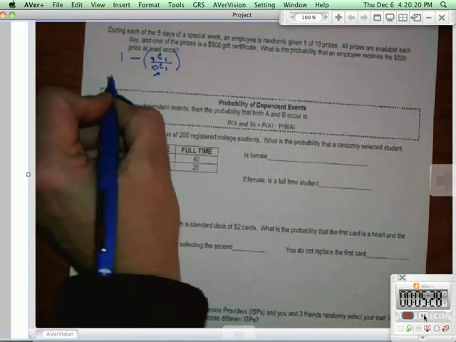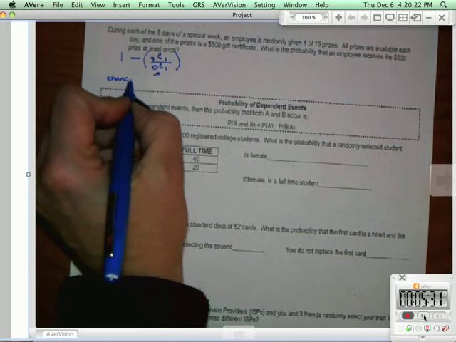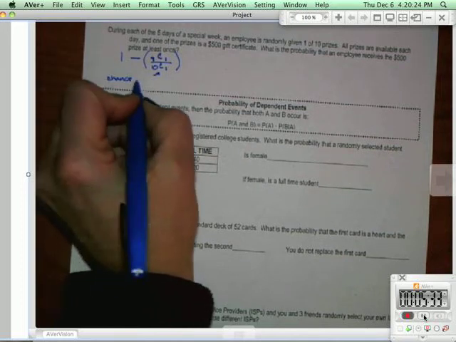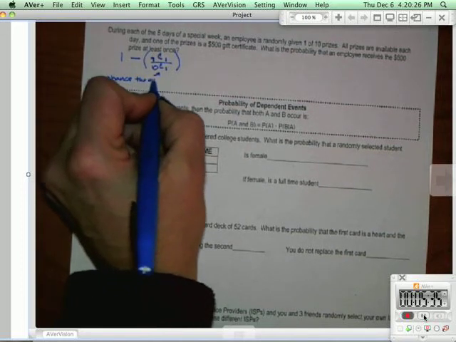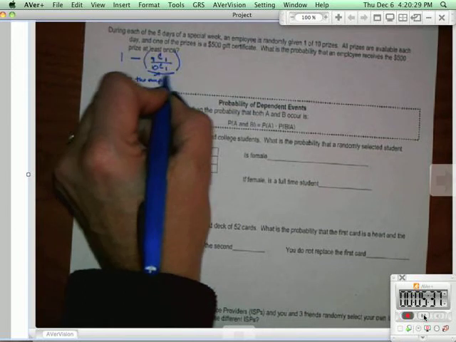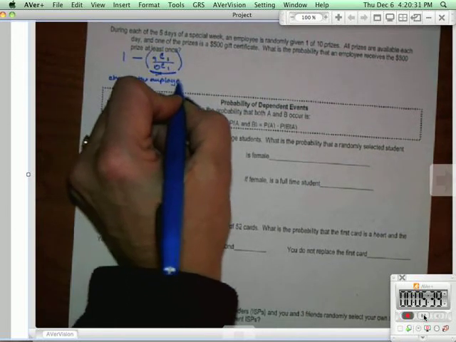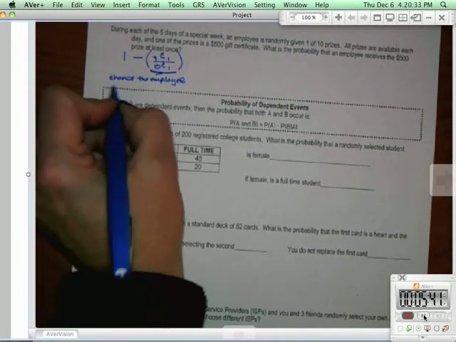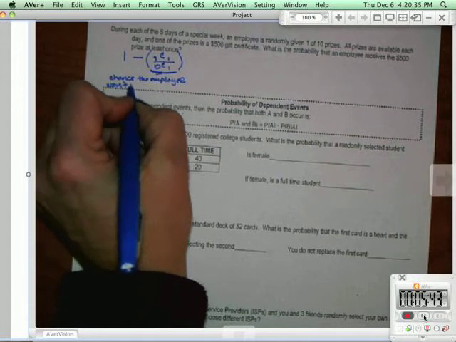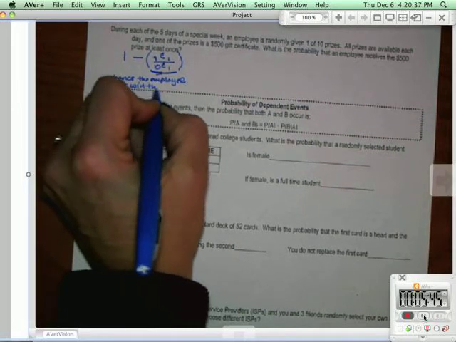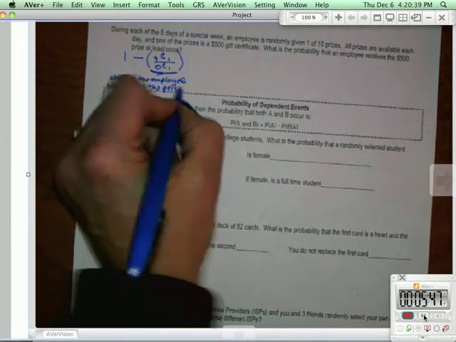I'll just write that out. This whole thing here is the chance the employee won't win the prize each day.